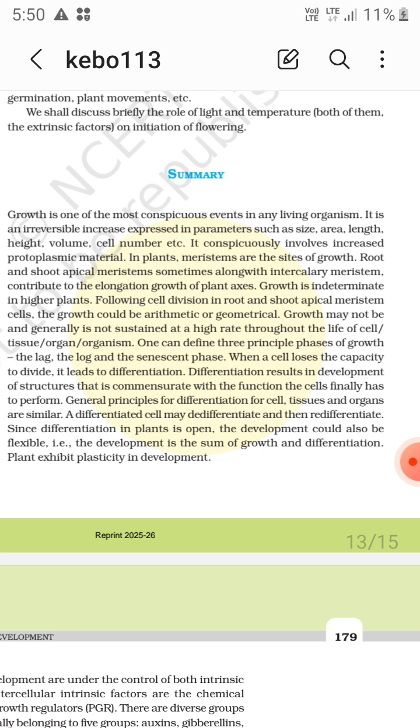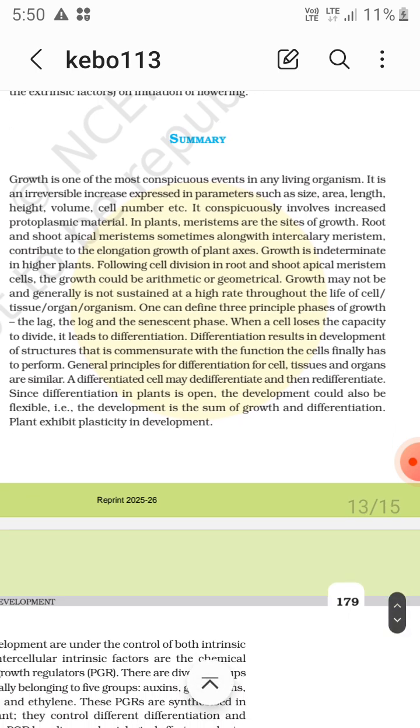When a cell loses the capacity to divide, it leads to differentiation, which means it becomes mature. Differentiation results in development of structures that are commensurate with the function the cells finally have to perform.